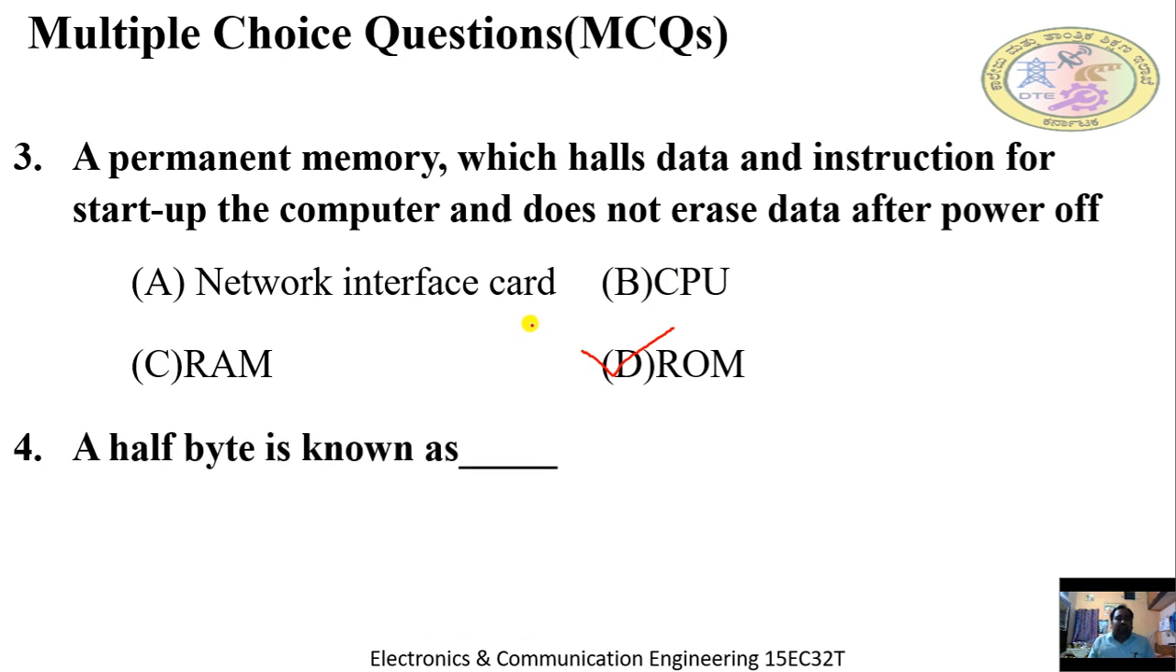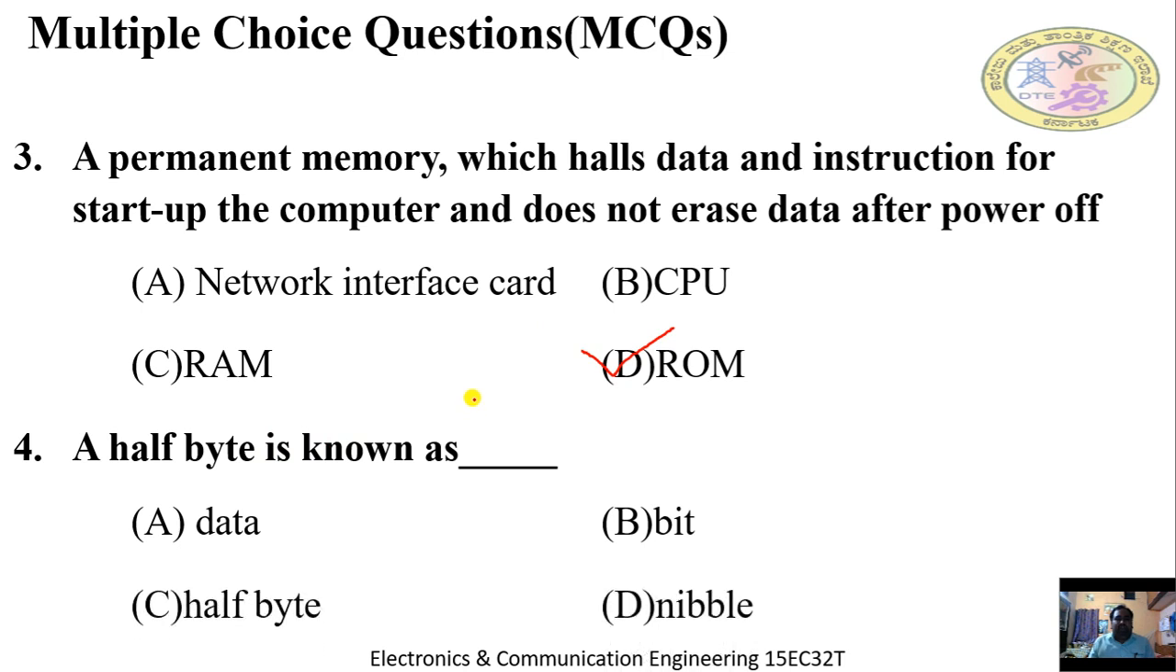The fourth one is about the unit of memory capacity. A half byte is also known as: A data, B bit, C half a byte, and D nibble. Half byte is also known as nibble, which is nothing but a group of 4 bits.